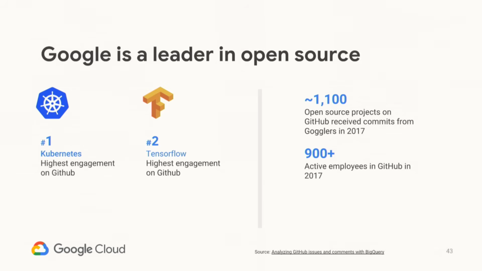And not only do we incubate products and release them to the open source community, but our employees, our Googlers, also are active contributors. As of 2017, there were 1,100 projects in GitHub contributed by Googlers. And those Googlers totaled over 900 employees.